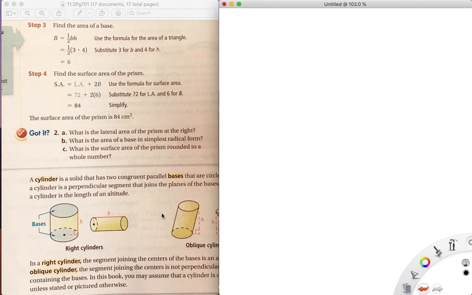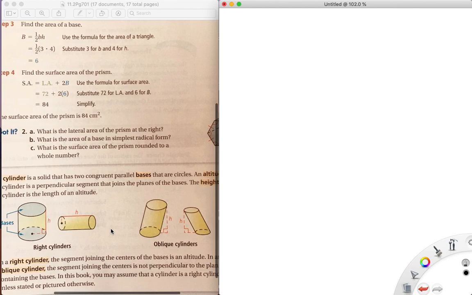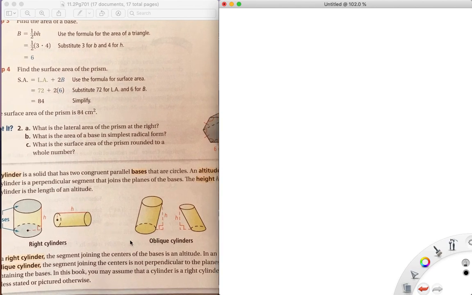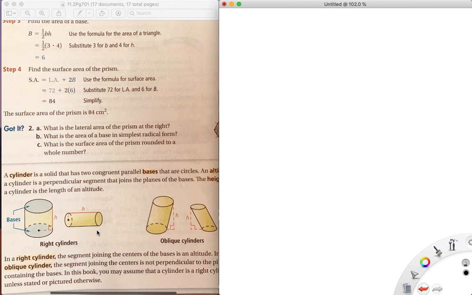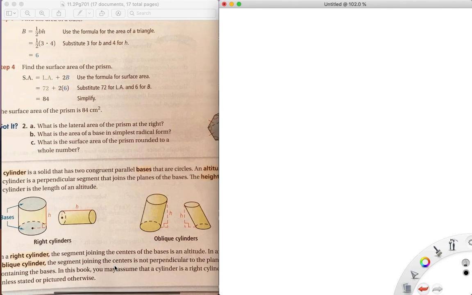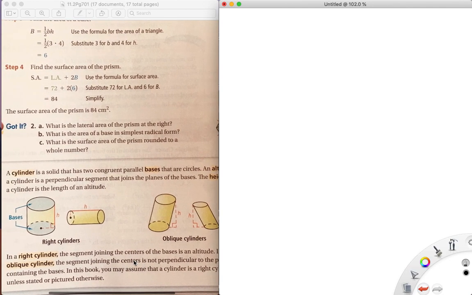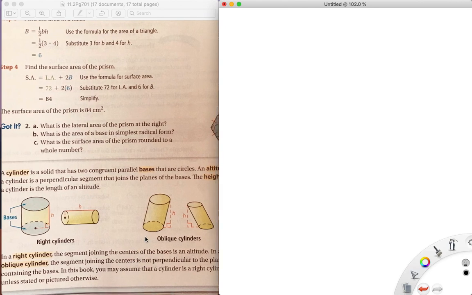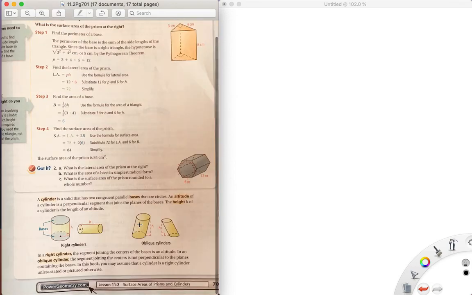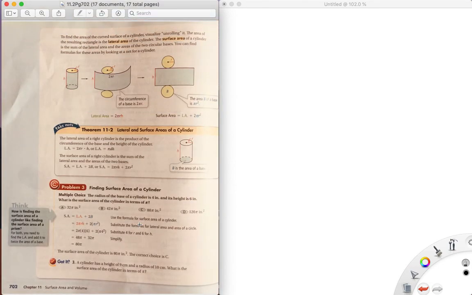So that's the difference between a prism and a cylinder. For a prism, your bases are shapes such as triangles, rectangles, squares, decagons, heptagons, octagons, nonagons, things like that. Cylinders, your bases are circles. We have right cylinders, just like right prisms, where your height, which connects the two bases, is your altitude. We have oblique, where your height is on the outside. It's not connected to both bases as part of the shape itself. The definition in the book says that the segment joining the centers is not perpendicular to the planes. Again, we're not going to be dealing with a lot of oblique stuff. It's going to be basically right cylinders.